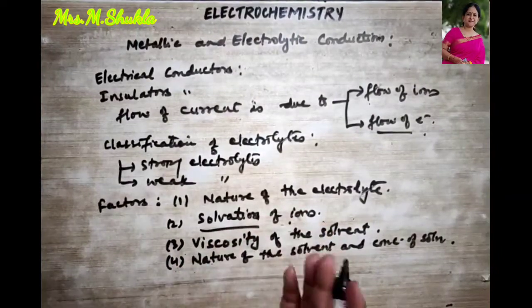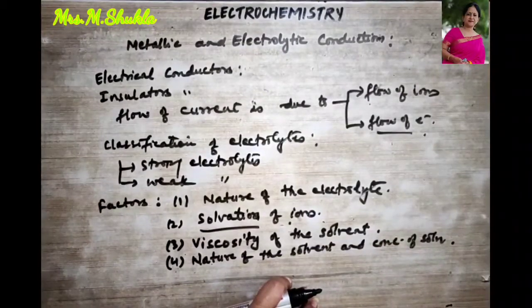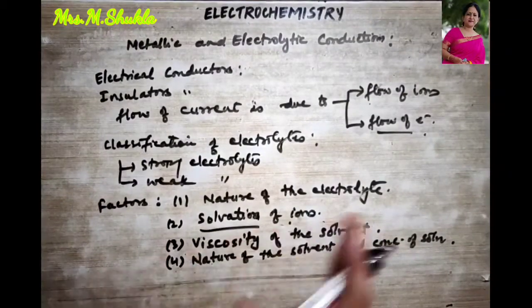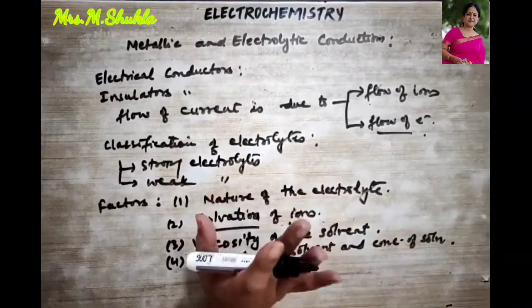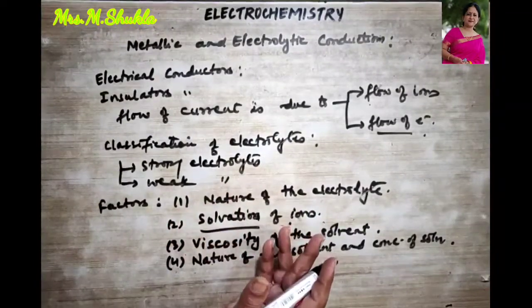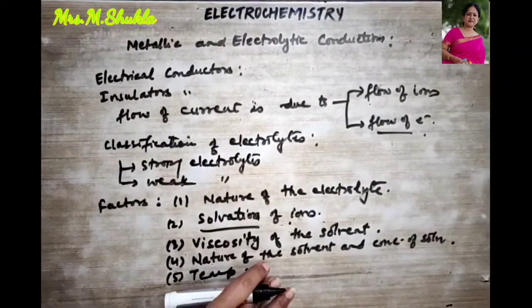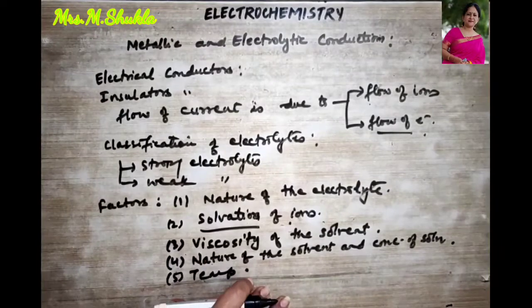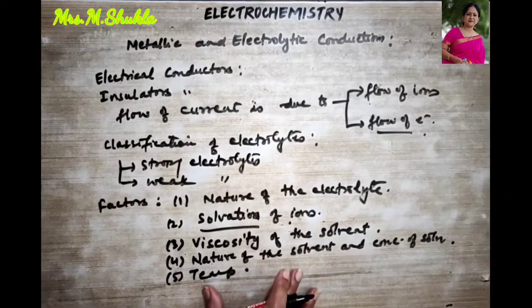I repeat, the higher the concentration, the lesser will be the dissociation of the electrolyte into the ions, and there will be less current flowing because the ions formed are less, or the dissociation is less, therefore less current is flowing through it. And lastly, temperature. The electrolytic conduction increases with the increase in temperature. This I had already told you before. So electrolytic conduction increases with the increase in temperature.